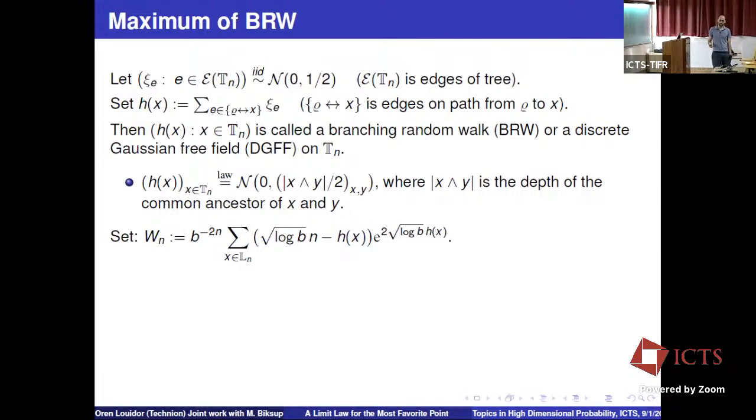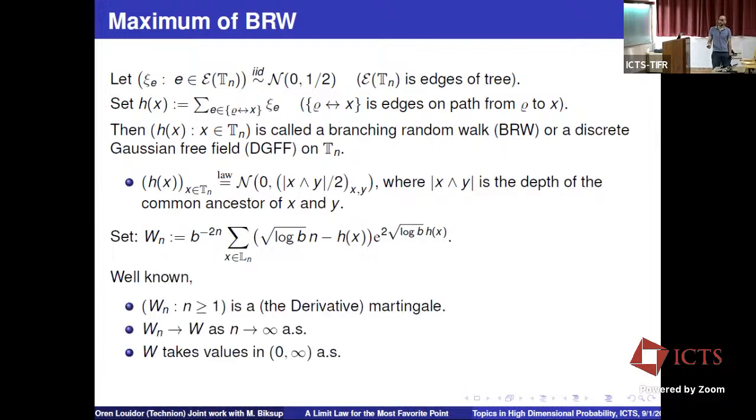Now you introduce another random creature, which this time I call Wn, and it's somewhat reminiscent of the Zn that I had before. For people in the field of branching random walk, this is in fact called the derivative martingale, because it's indeed a martingale, and it's also a derivative of some other martingale.